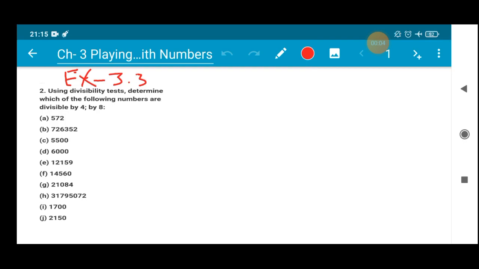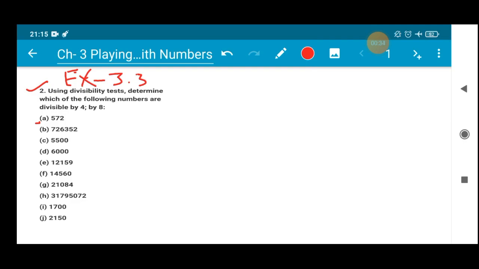So in today's class we will be doing question number 2 from exercise 3.3. In our last class we have done question number 1 and we have also discussed the divisibility rules of various numbers, starting from 2 to 12, right? In this question they have said, using divisibility tests, determine which of the following numbers are divisible by 4 and by 8. So among these numbers, which number is divisible by 4 and which is divisible by 8, that we have to write.